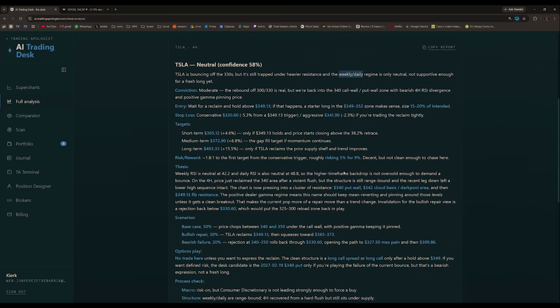So it's going to go longer, right? It's going to give you targets. Short-term target is 365. The medium term, 370, and longer term, 430. Right? So it's going to give you these targets. It's going to give you risk rewards if you're trying to play anything, right? Risk 5.9%, decent, but not clean enough to chase, right?